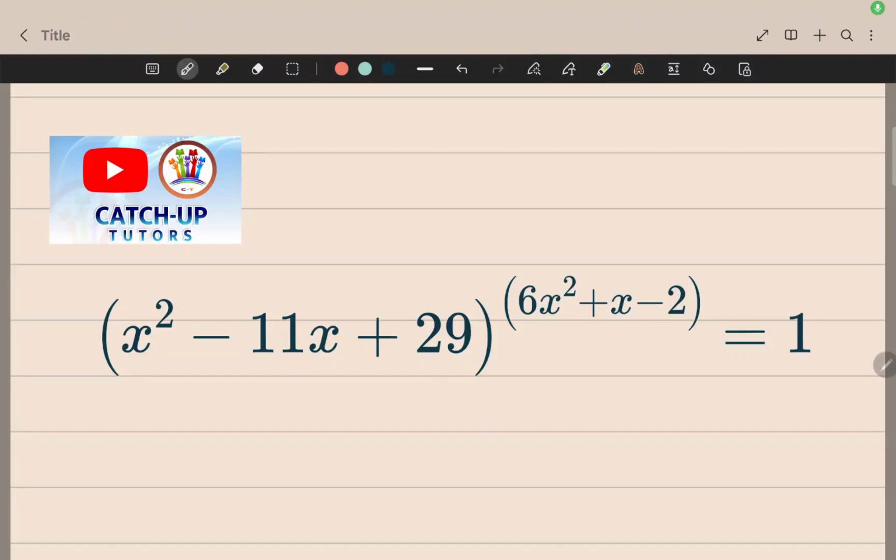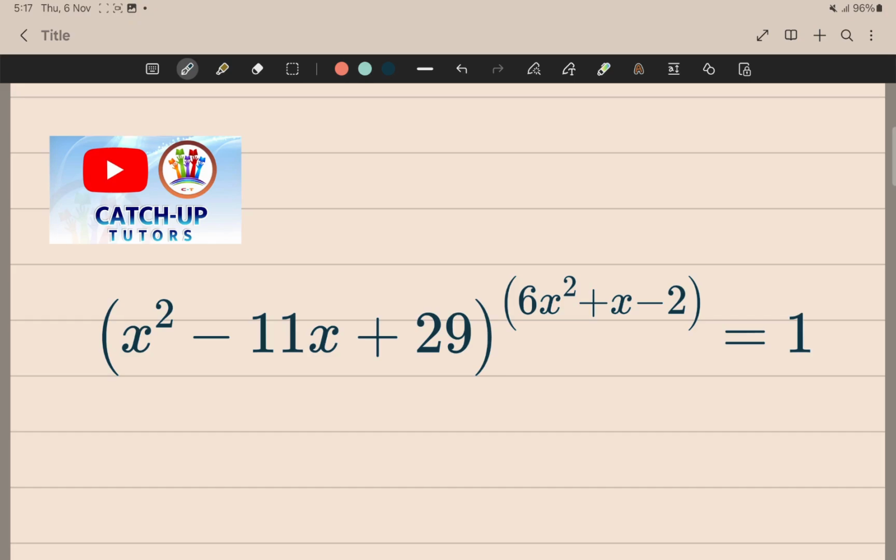Hello guys, in today's class I'm going to provide a solution to one of the difficult quadratic equations. Okay, so it takes a very high level of reasoning for someone to solve this question correctly. Okay, so this is what we are going to do.